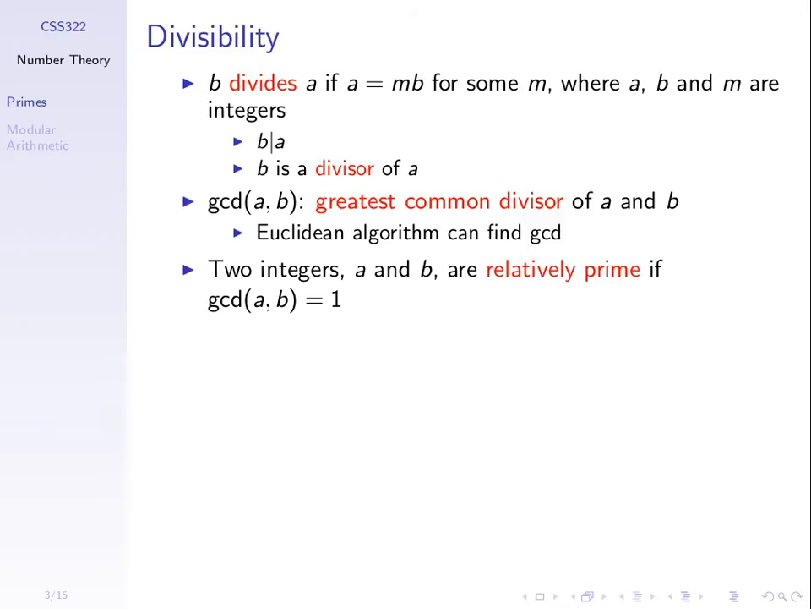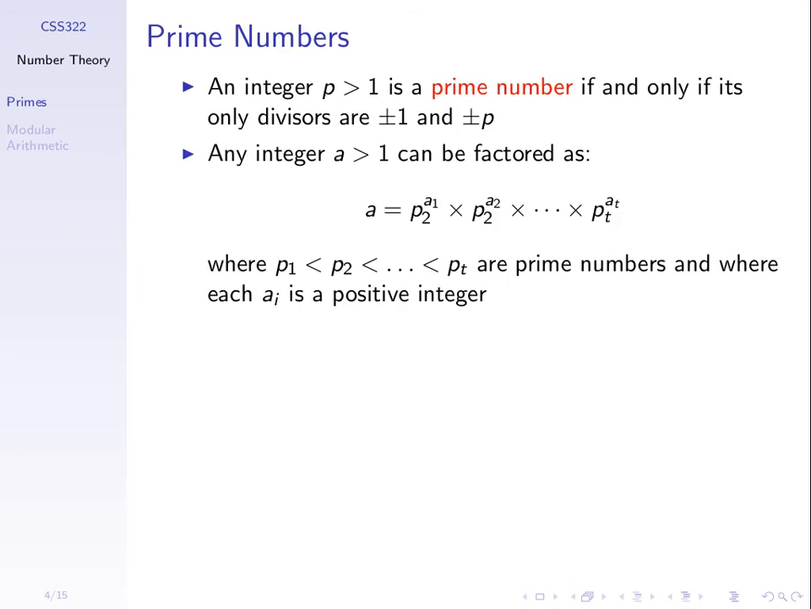So given two numbers, I ask you, are 7 and 12 relatively prime? Well, for a pair of numbers, 7 and 12, if the greatest common divisor of those two numbers is 1, then we say those two numbers are relatively prime. We'll use that concept as we go through.